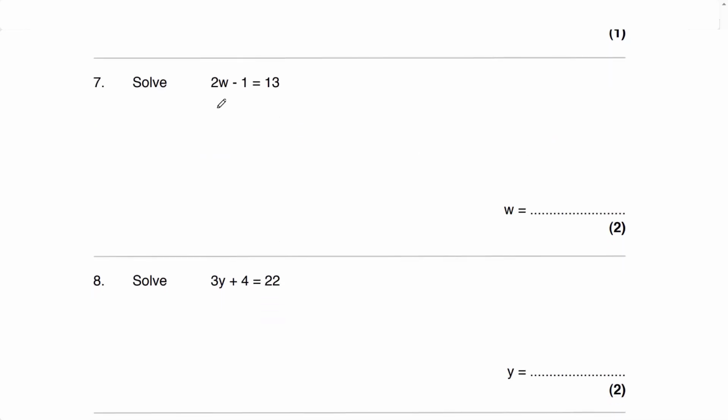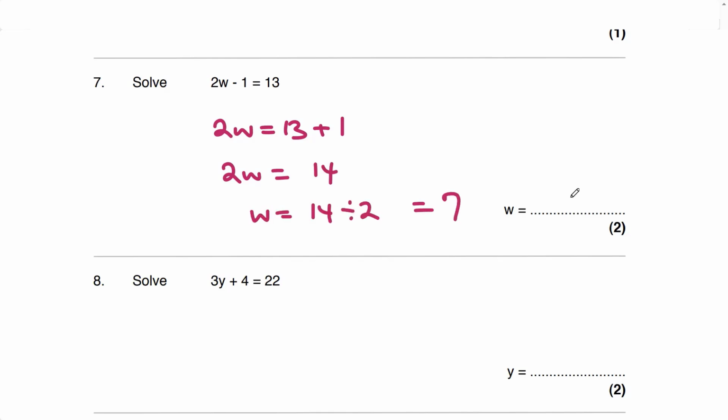Solve the equation 2w minus 1 equals 13. For this, we're going to add 1 on both sides. So this is going to be 13 add 1. Definitely, this will reduce to 14. To get w, you divide 2 on both sides, and definitely that's going to give you 7.